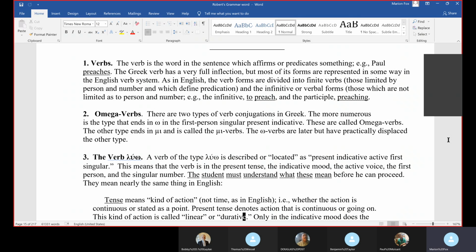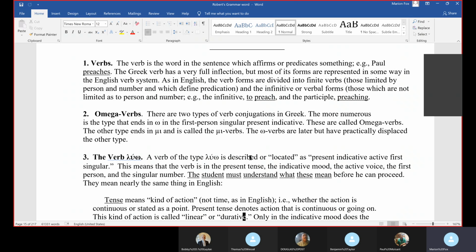The most numerous of this type ends in omega in the first person present tense singular number indicative mood. These are called omega verbs. Now, the other type ends in mi, and this would be the mu, iota right here, and are called mi verbs. And mu, iota is pronounced as mi. Omega verbs are later, but have practically displaced the other type, so they're much more frequent, so we'll cover them first.